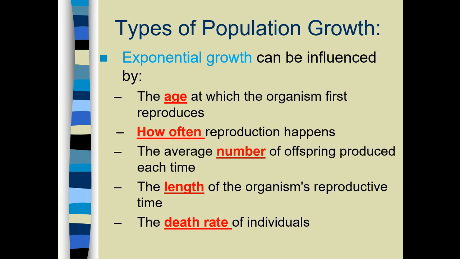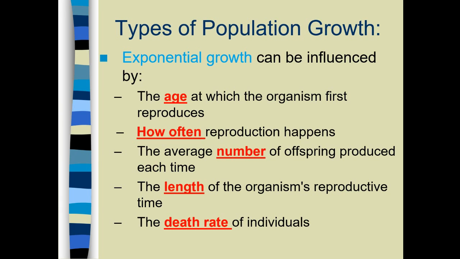Well, it's going to be things like the age at which an organism first reproduces. Some animals we know, like bunnies and mice, can reproduce after they haven't been around for that long, which is one of the reasons it's so easy for those populations to get bigger fast. Also, how often does reproduction happen? And the average number of offspring produced each time. Humans, on average, have only about one person every time we reproduce, but there are many organisms that may have hundreds of babies every time they reproduce.